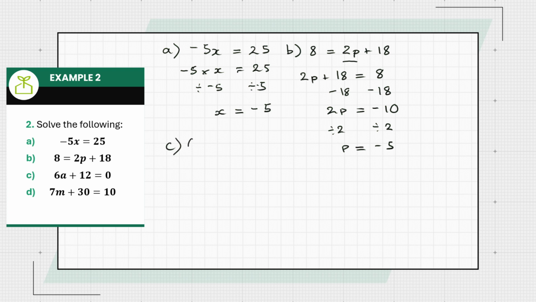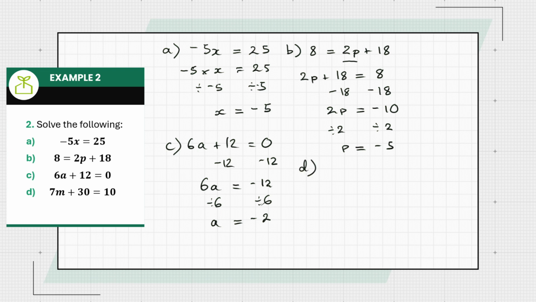For C, we have 6a plus 12 is equal to 0. So let's take away 12 from both sides. And we're left with 6a is equal to negative 12. Now we can divide both sides by 6, and we're left with a is equal to negative 2.